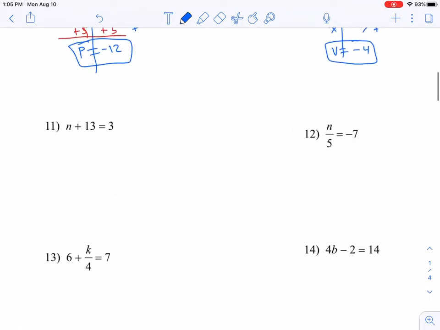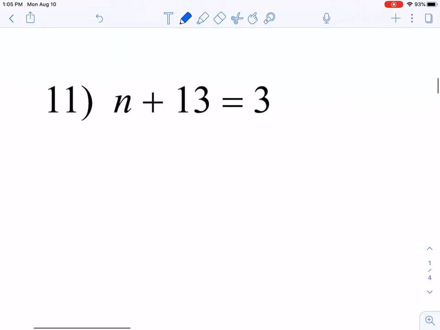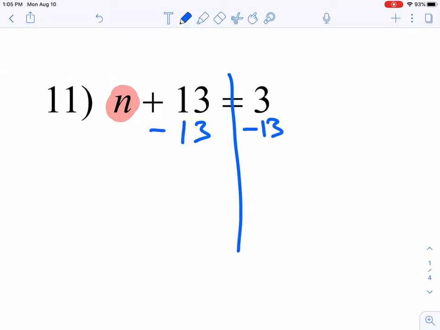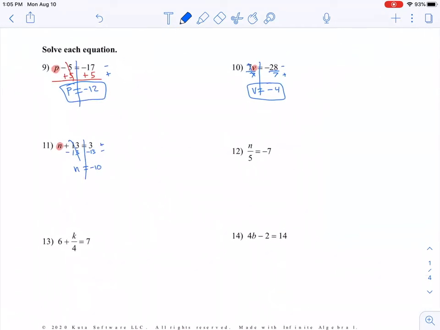We're not going to do all of these just for the sake of time. I added a bunch of them. Again, it's kind of new to all of us. So this one, I need to get n by itself. So I will subtract 13 to move it. Gets rid of it there. And then our sign rules, we have a positive 3 and a negative 13. They're subtracting, so they're different signs. So we are going to subtract to get 10, 13 minus 3, and then we're going to keep the sign of the bigger number. n equals negative 10.